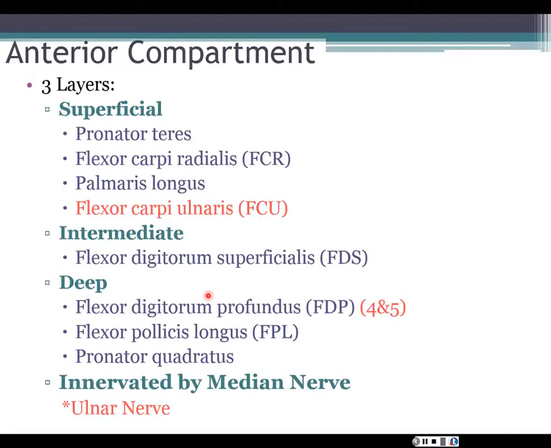Okay, now we're going to be moving into the muscles. There are a lot of muscles, and they're all going to be in similar areas. We have a lot going on in a very small area of the body. So I've broken these down into different compartments. This first compartment is going to be considered the anterior compartment.